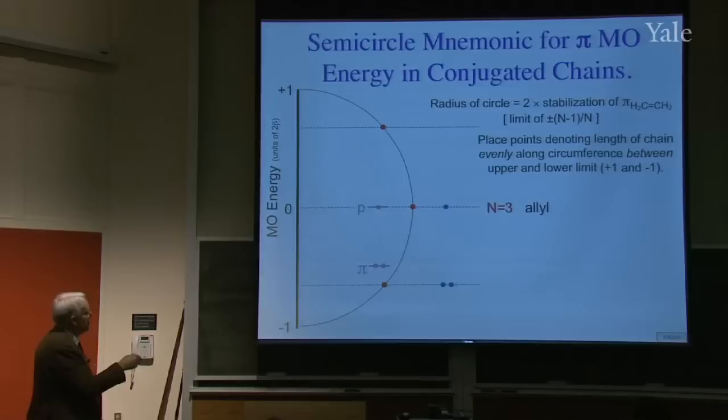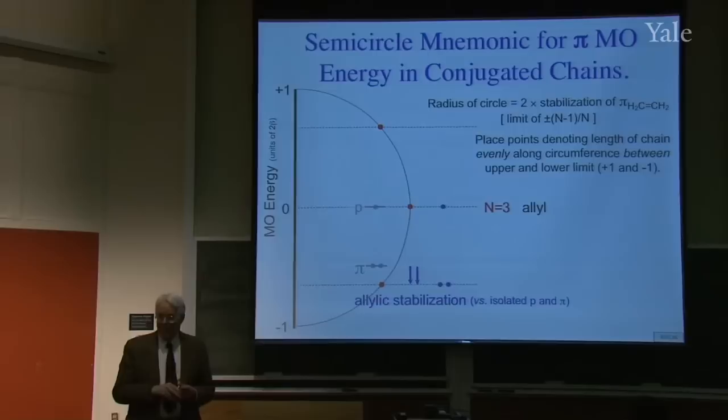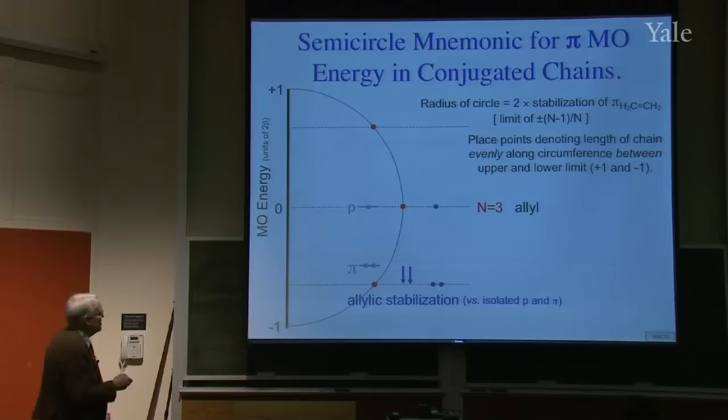In allyl, you have these energies, okay? So that's the allylic stabilization. Notice the orbitals, the electrons that got stabilized were the ones in the lowest orbital in the difference between having them separate and having them together. And what that means is that it doesn't make any difference whether you have this electron there or not.